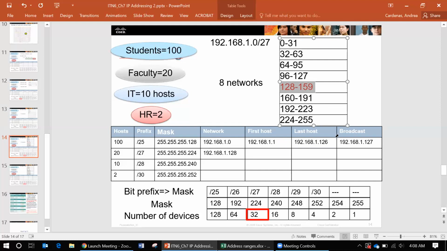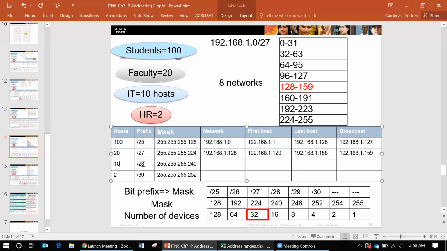So the very last address is 159. The address before that is 158. And then the address after, because remember now we need the first host in the range, so it's the first one after 128, which is 129. And now we have the address ranges for the very first network and then the very second network.